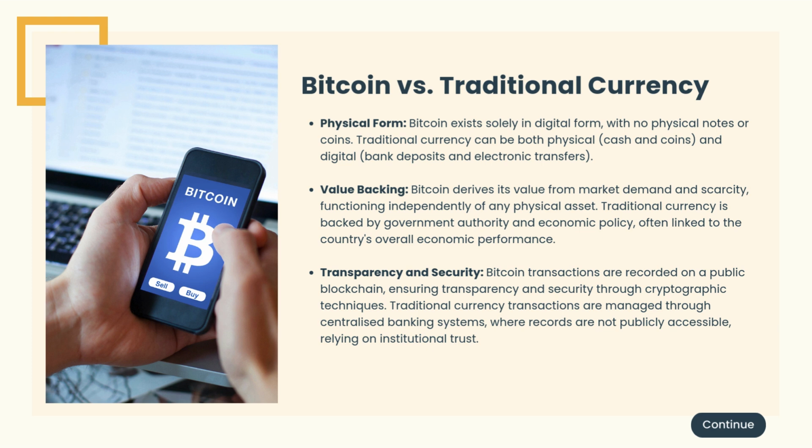Transparency and security. Bitcoin transactions are recorded on a public blockchain, ensuring transparency and security through cryptographic techniques. Traditional currency transactions are managed through centralized banking systems where records are not publicly accessible, relying on institutional trust.